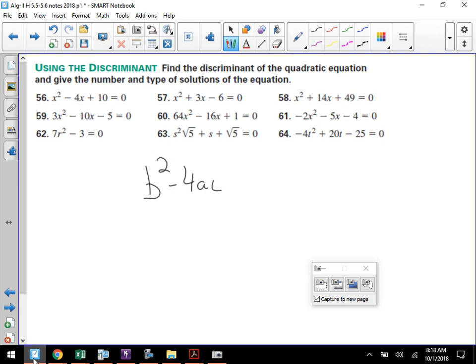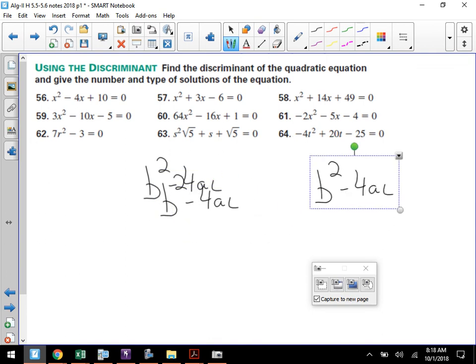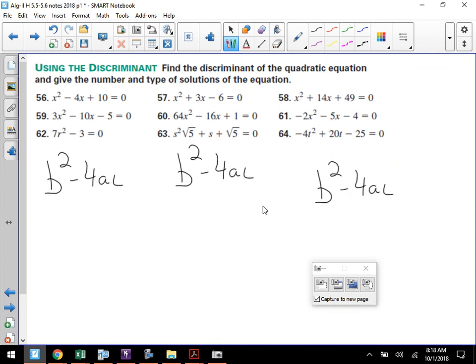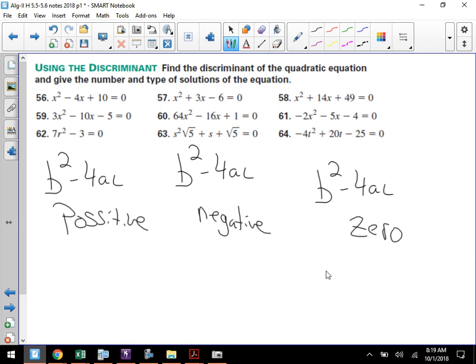That part is just the number that's underneath the radical. Okay? You don't square root it, you don't do anything like that. That's just the discriminant. This can have three possible values. It's either positive, negative, or zero. The discriminant only can be three things: positive, negative, or zero.